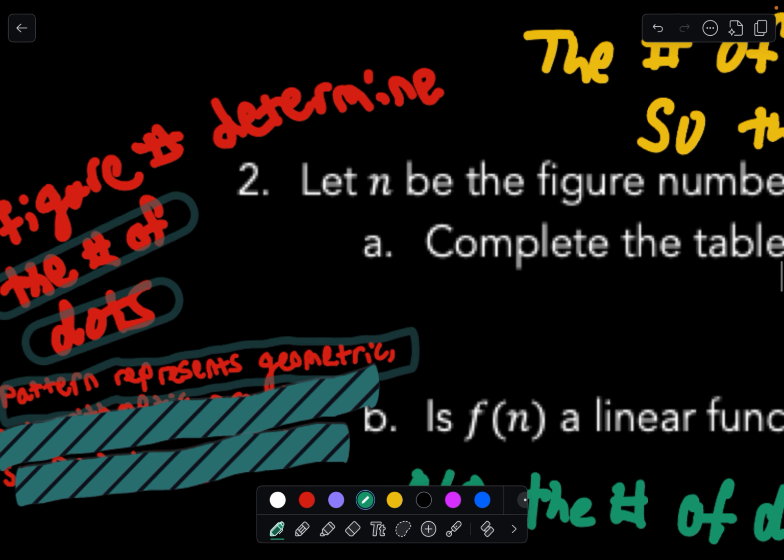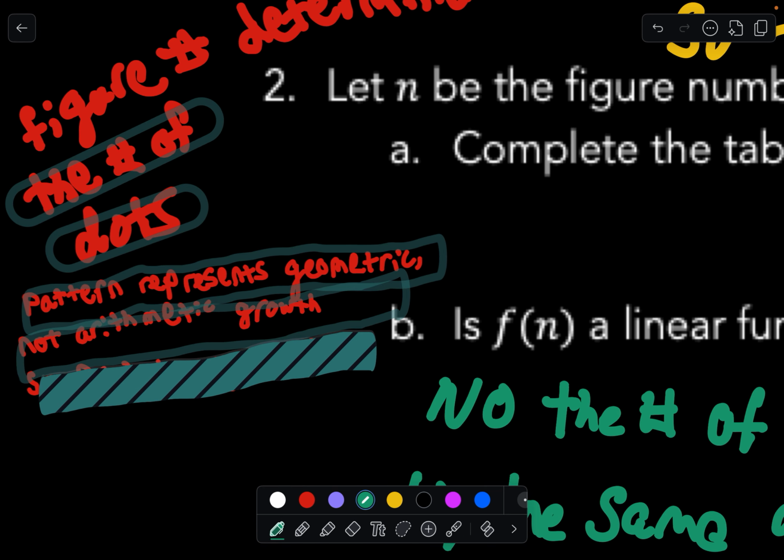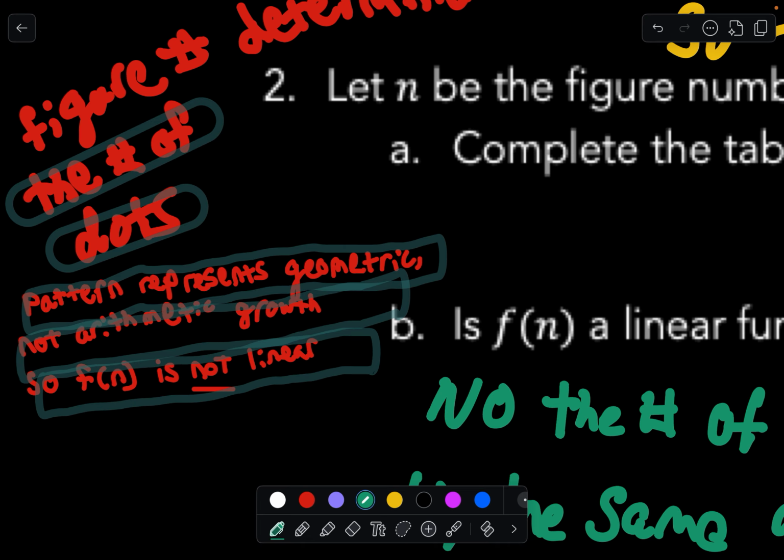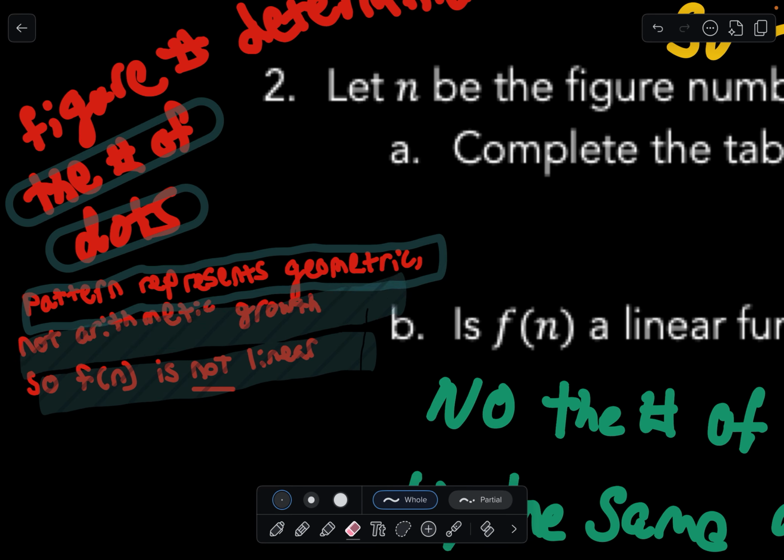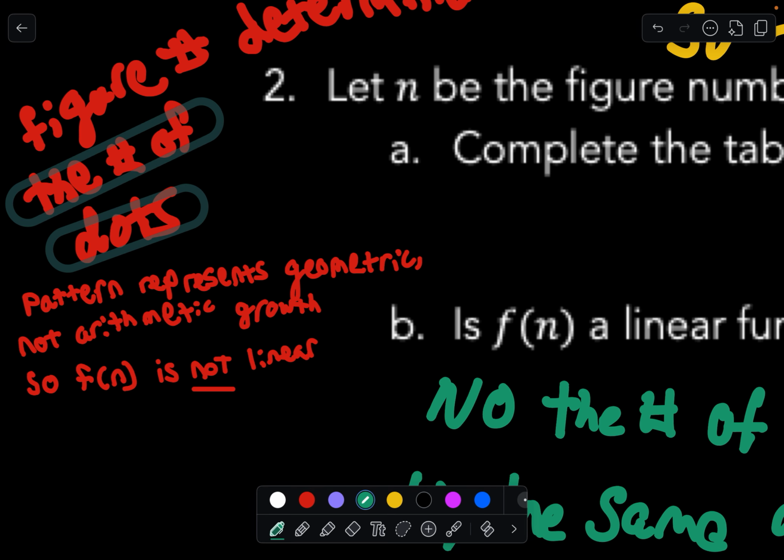The pattern represents a geometric, not arithmetic growth, because we're not adding the same number. We're actually multiplying by the same number. So pause this and write these red pieces down into your notes, onto the document. All right.